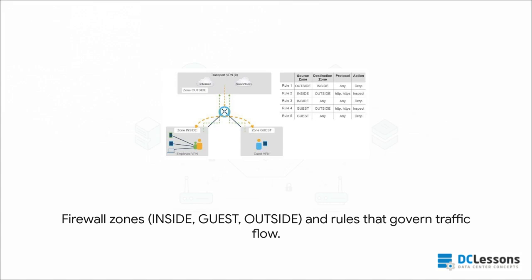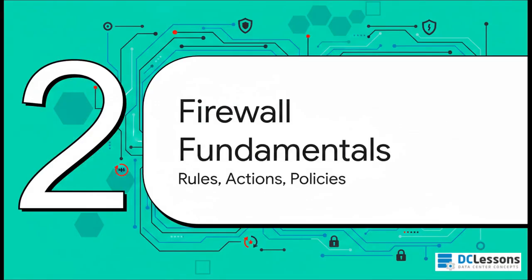That first rule is absolutely key. It sets up a default deny posture. In plain English, it blocks all unsolicited traffic from the outside. No invite, no entry. Okay, so now that we get the why, let's talk about the how.